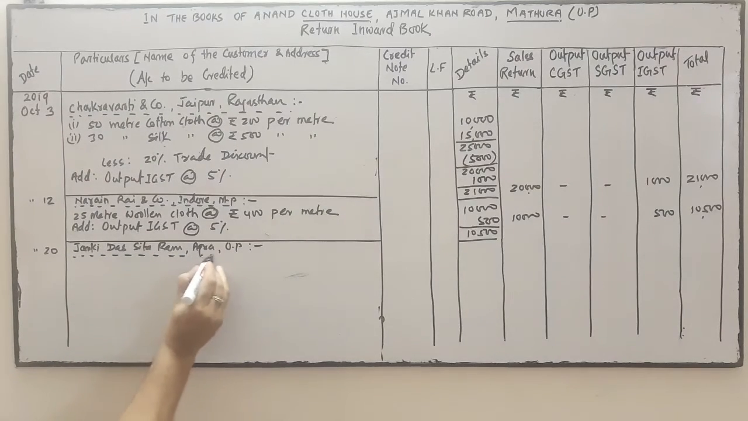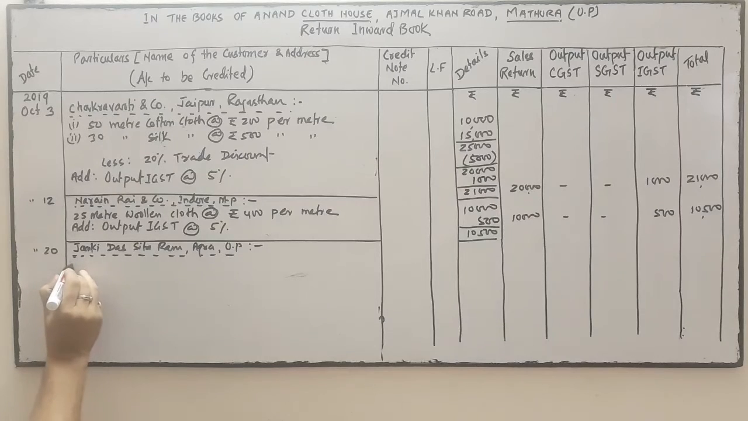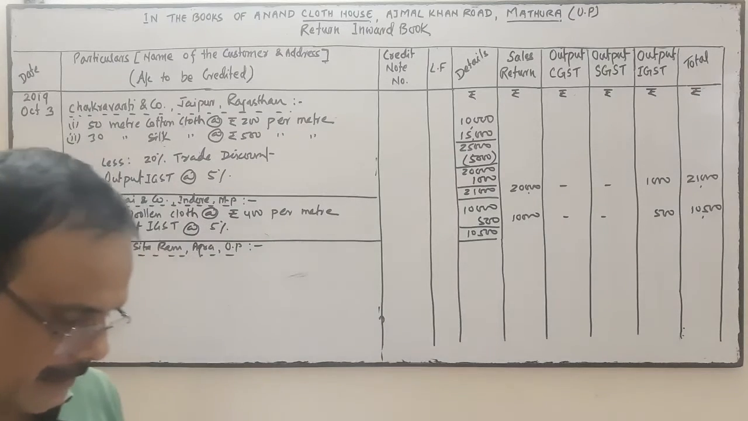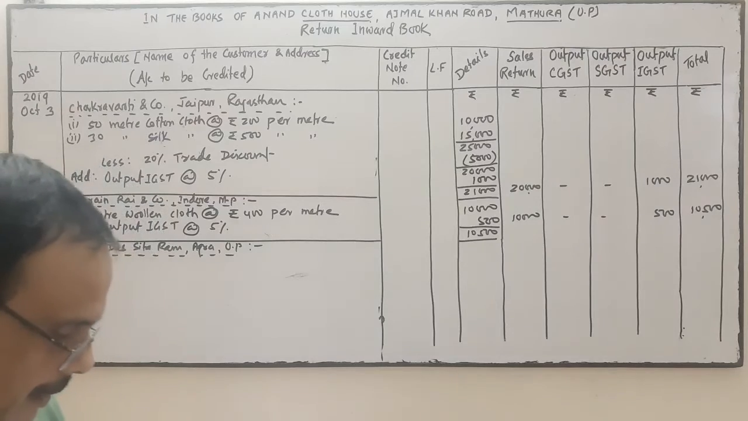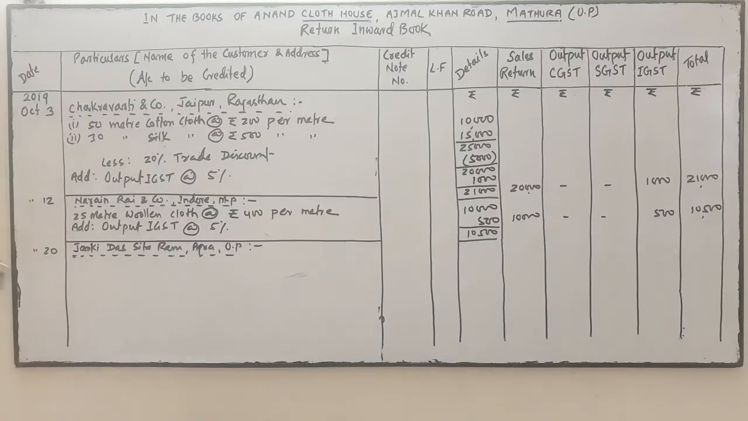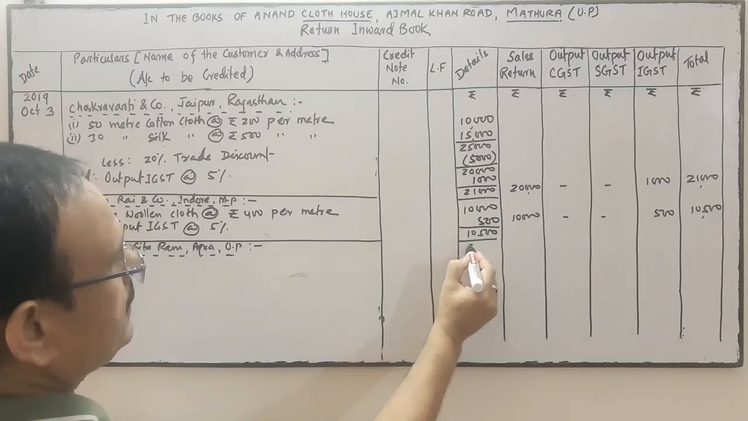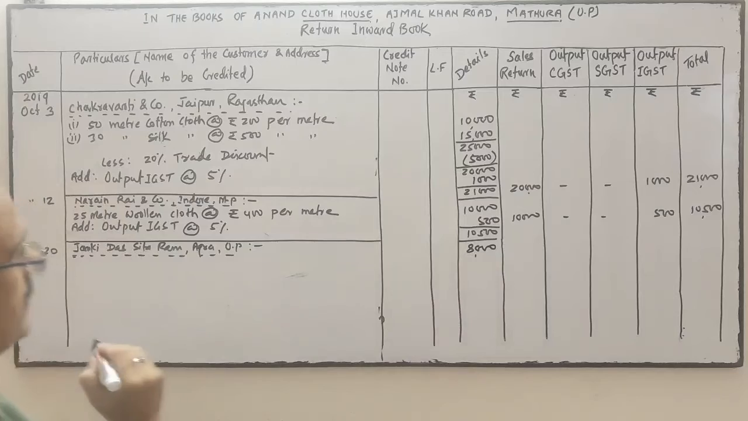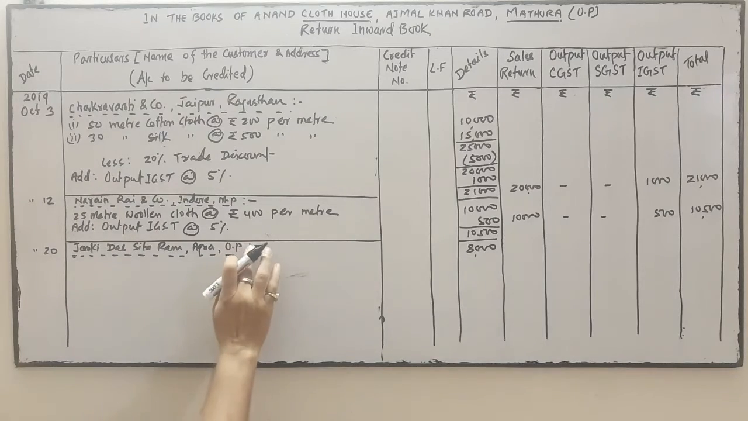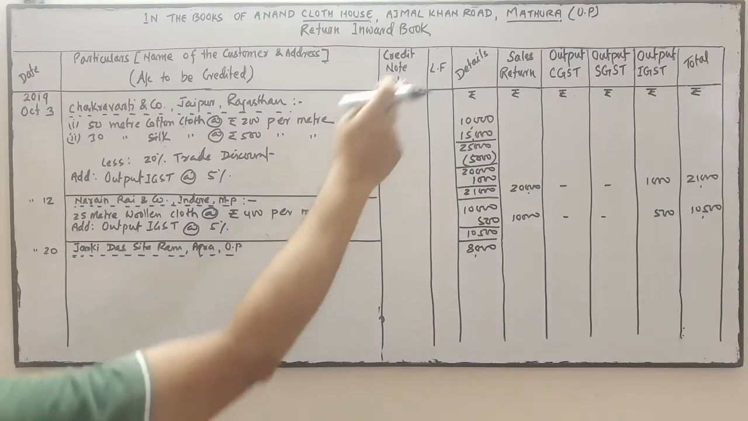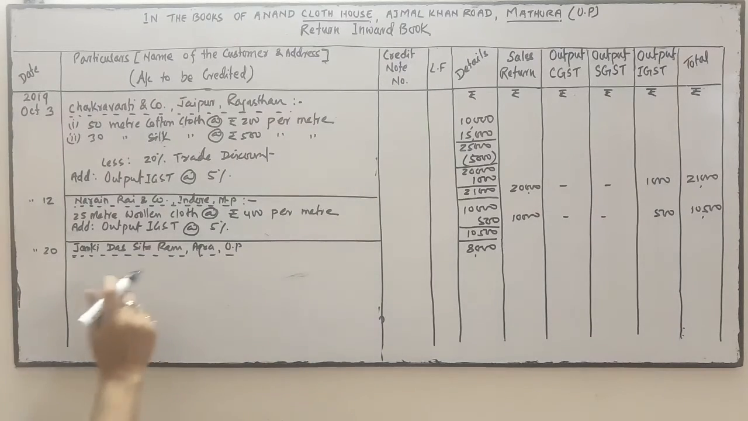UP. So what has he returned? He has returned the goods sold to Janki Das Sitaram, Agra, now returned by them being defective, valued 8,000. Nothing else is mentioned, only the value. It is 8,000. So it's an interstate. Sorry, it is within the state, UP to UP.